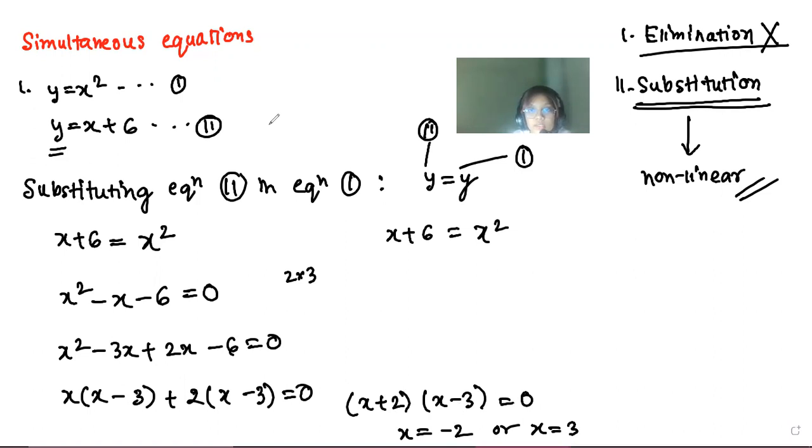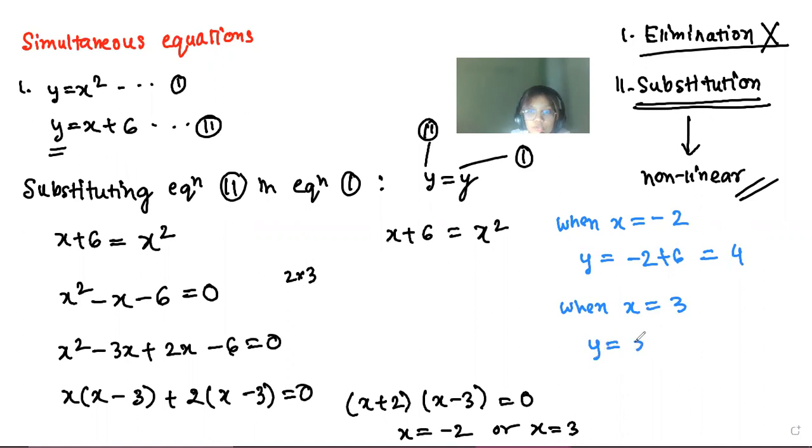And let me take a different color. So for the values of y, when x is equal to minus 2, then y is equal to, I will be taking this equation, equation 2, that is x plus 6. So minus 2 plus 6, our value is 4. And when x is equal to 3, then y is equal to 3 plus 6, that is 9.